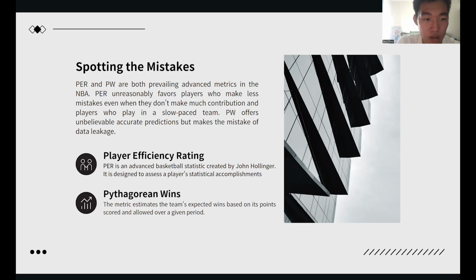However, these two prevailing advanced metrics in the NBA both have some mistakes. PER unreasonably favors players who make fewer mistakes, even when they don't make much contribution, and players who play in a slow-paced team. PW offers unbelievably accurate predictions, but makes the mistake of data leakage. We will talk about these two metrics and their mistakes in more detail in the following part.